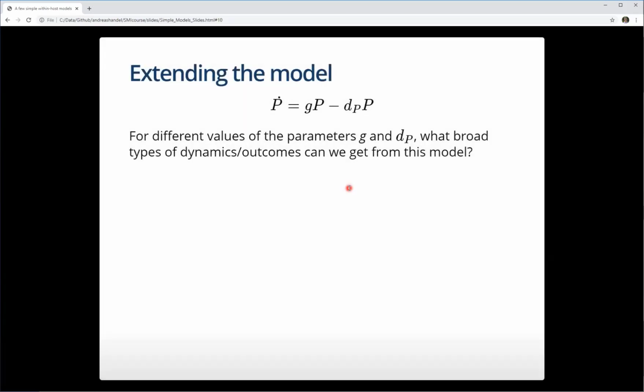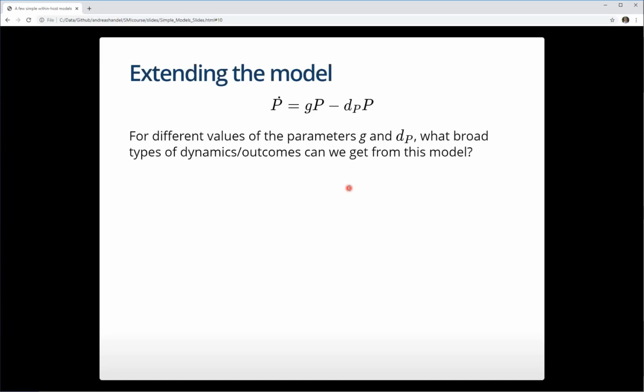So let's play with that model a bit more. For some of you that might be obvious, others might not be, but try to think about it. If you had different values of G and dP, what kind of results would you get for P if you ran the model long enough? We already looked at one where you started with P at 100, you had G 12, dP 2, and we saw it kept growing. So for any combinations you can think of for G and dP, what kind of patterns can you get?